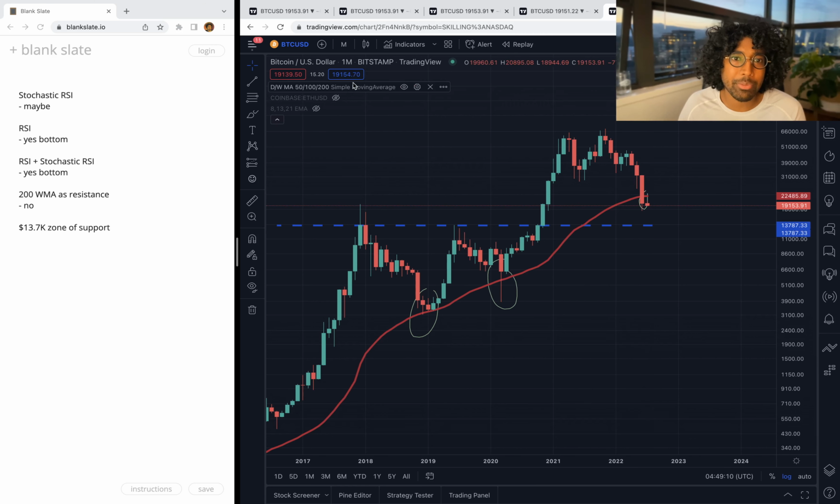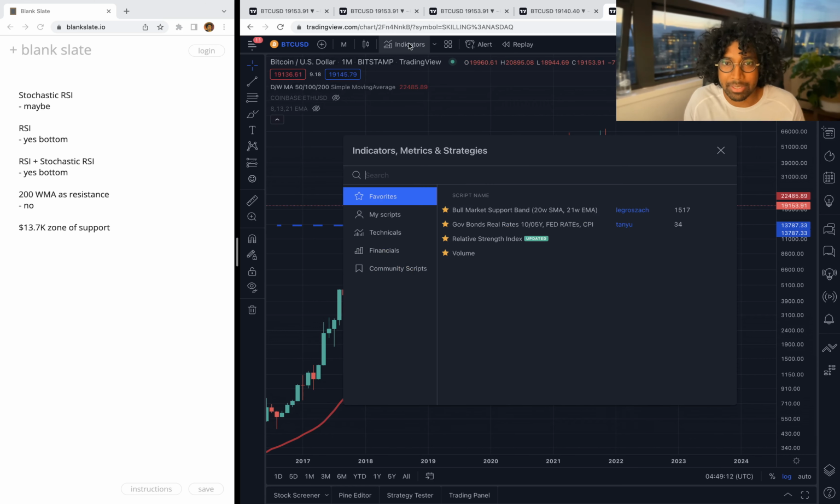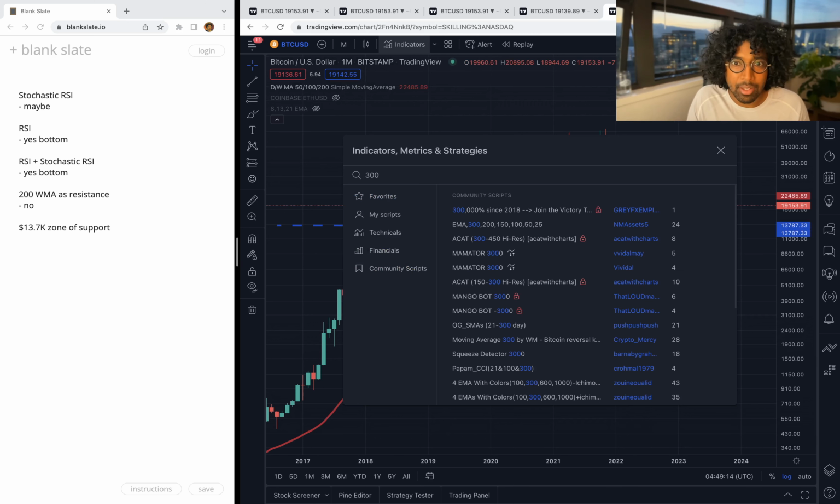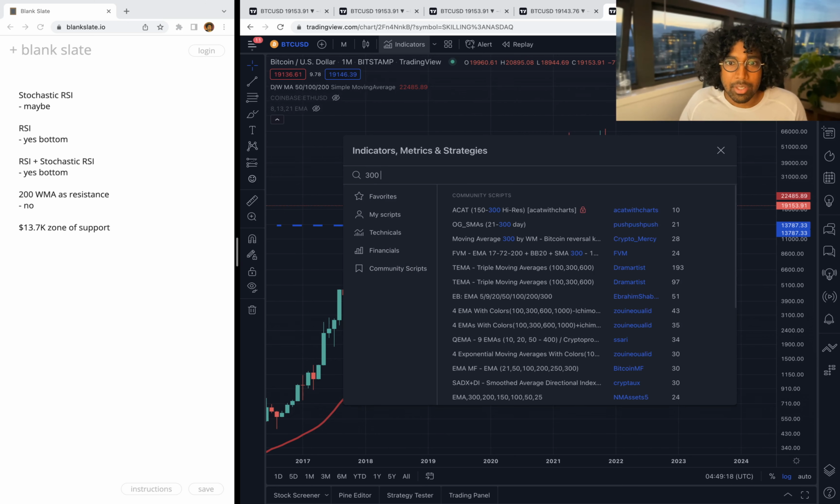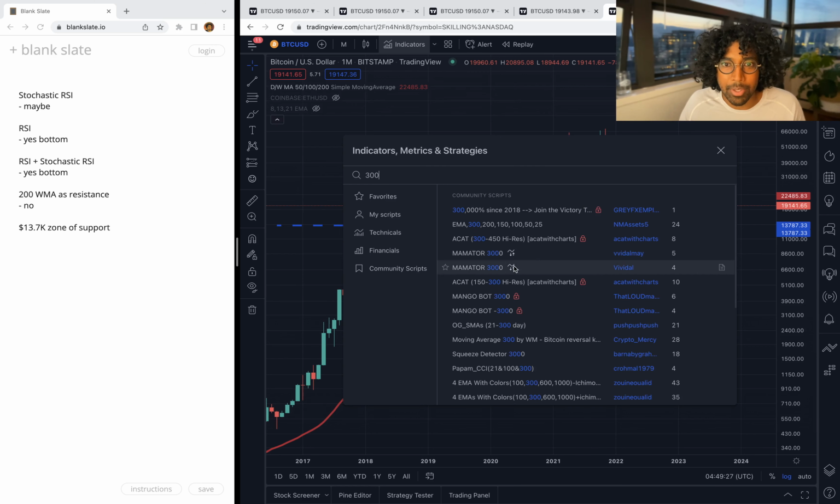Where's the 300-week moving average in this? I actually can't pull it up because I'm not good enough at using this thing, TradingView. I think it's this. Let's see if I can get it. No, I can't. 300 week. No. I'm not going to try to pull it up. I don't want to embarrass myself too much in front of you guys.